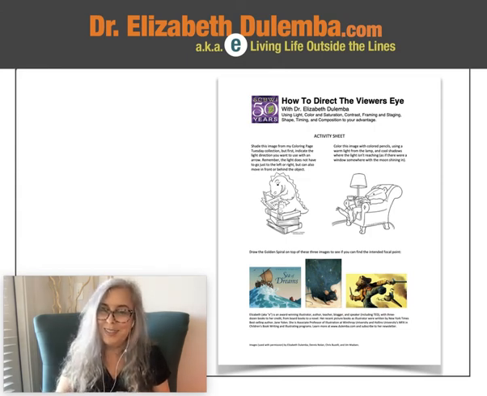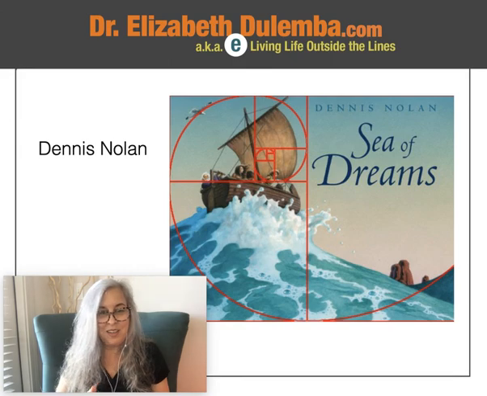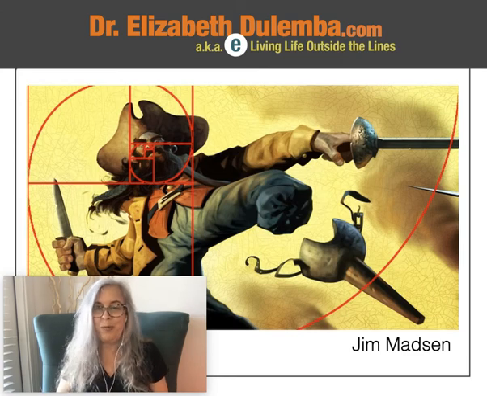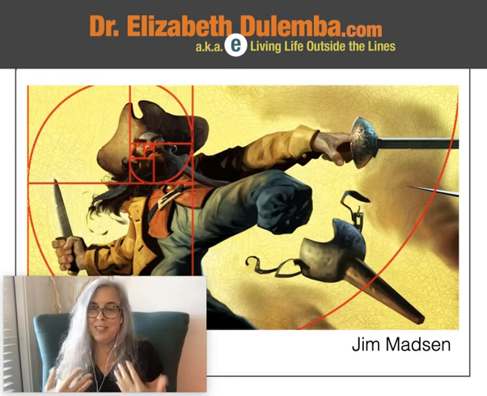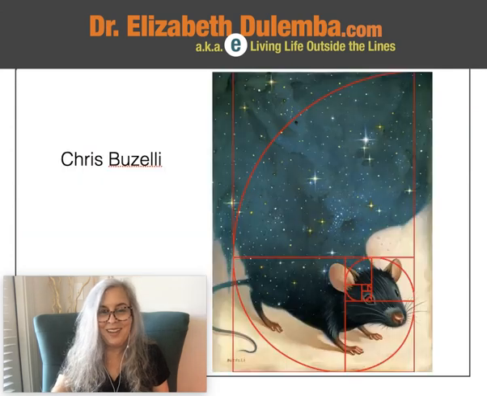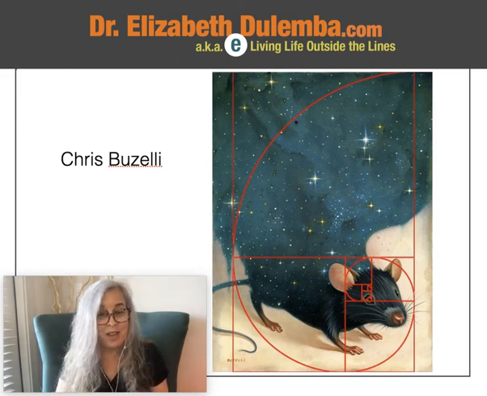So if you need to pause, because I'm about to show you the answers, all right? So here is the answer for Dennis Nolan's Sea of Dreams. You can see that it's taking you right to that ship, and the people who are on that ship, that's what you're supposed to be paying attention to. In Jim Madsen's Pirate, we go right to his face. Now, it might also be because he's looking at us and we're always like, is it friend or foe? Do I need to be worried? Do I need to run? That kind of thing. But this is how the spiral lays out on that. And finally, Chris Buzzelli, you can see, again, a lot of times it does go to a face, that it's drawing our attention right there. So it's not just the eye and the face, but it's also the shape of the composition that's pulling us in.